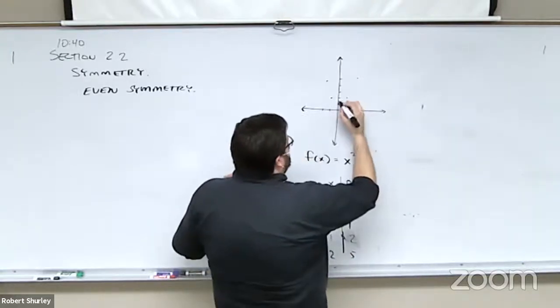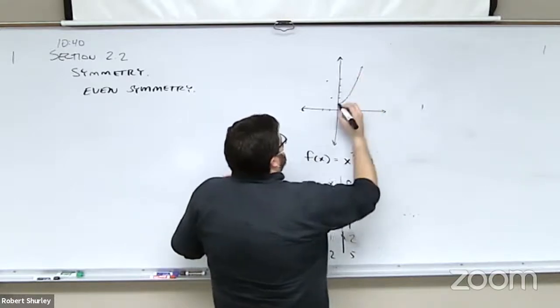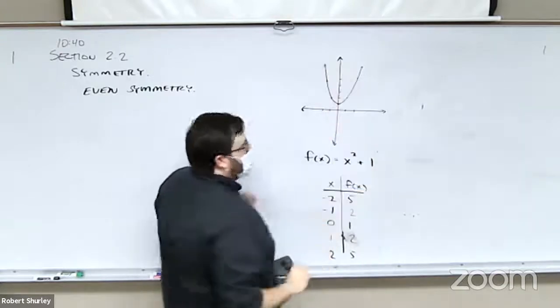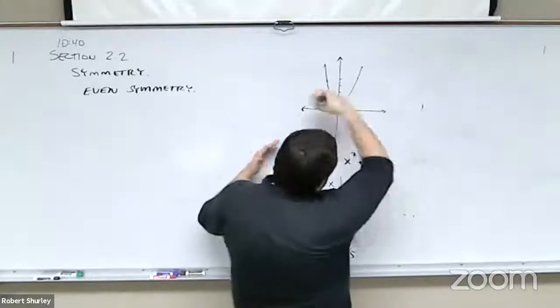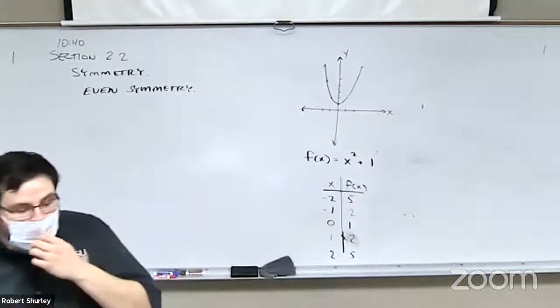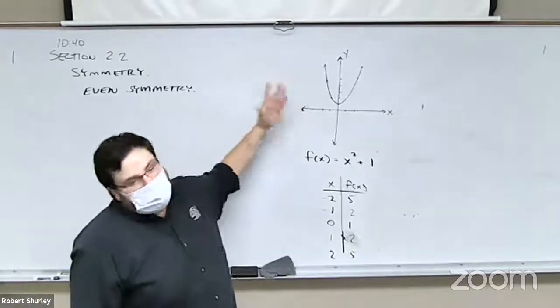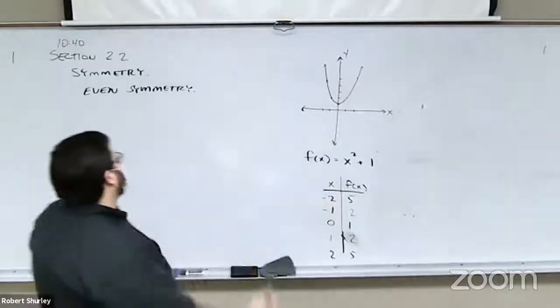So we have a graph that looks something like this. Okay, something like that. It's not perfect because I'm graphing it as a human, but it looks something like that. So visually, we can see here that this graph is symmetric around the y-axis. Okay, so we'll write that down.